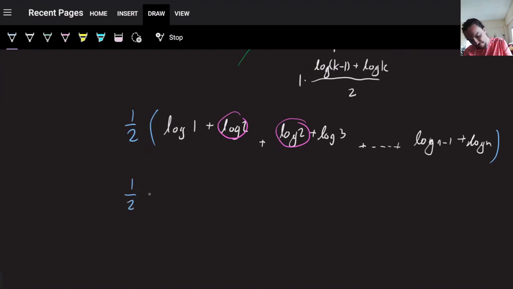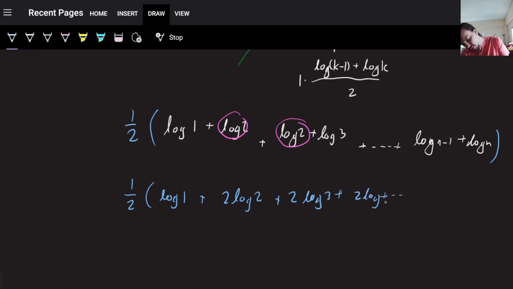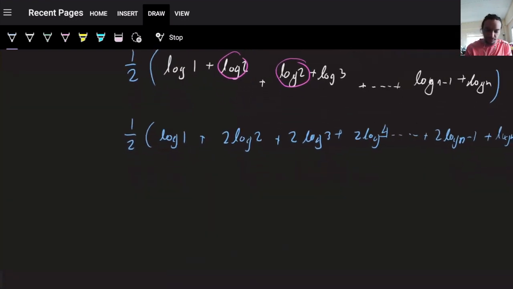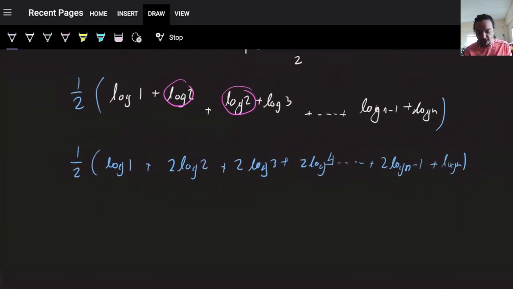So I'm going to get 1/2 of log of 1 plus 2 log 2 plus 2 log 3 plus 2 log 4, all the way up to 2 log n minus 1, plus, and now it's just log n. I don't have a pair for log n. Okay, so that's good.